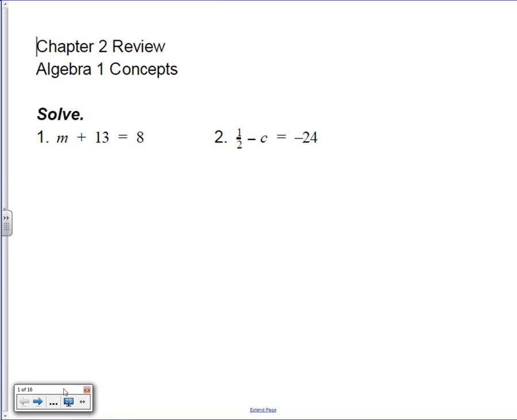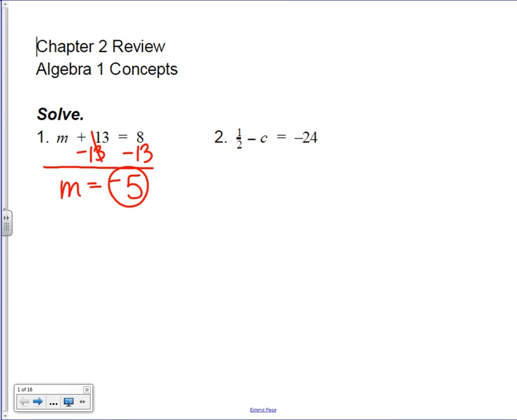So, first up, I'm supposed to be solving equations. Remember that we are isolating the variable. In number one, simply subtract 13 from both sides. M will then be -5. Again, how do we check this? You go back and plug in -5 for M and see if it actually equals 8. If at any time you need to stop and pause this video to catch up, please do so.